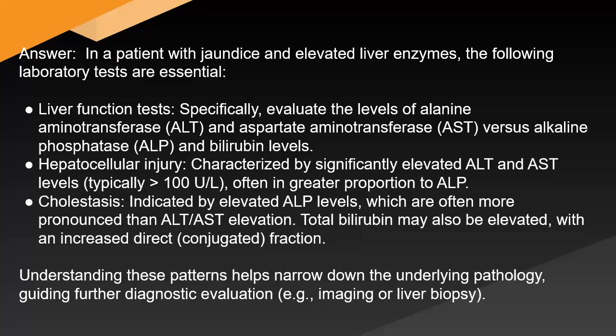Liver function tests, specifically evaluating the levels of alanine aminotransferase (ALT) and aspartate aminotransferase (AST) versus alkaline phosphatase (ALP), and bilirubin levels. Hepatocellular injury is characterized by significantly elevated ALT and AST levels, typically over 100, often in greater proportion to ALP. Cholestasis is indicated by elevated ALP levels, which are often more pronounced than ALT elevation. Total bilirubin may also be elevated with an increased direct conjugated fraction. Understanding these patterns helps narrow down the underlying pathology, guiding further diagnostic evaluation, e.g. imaging or liver biopsy.